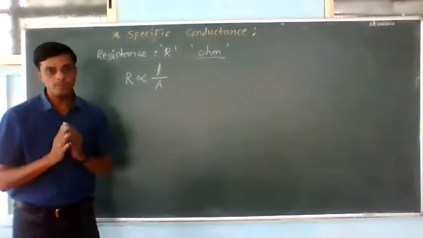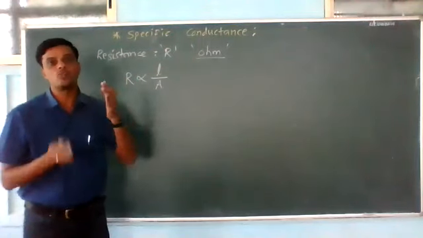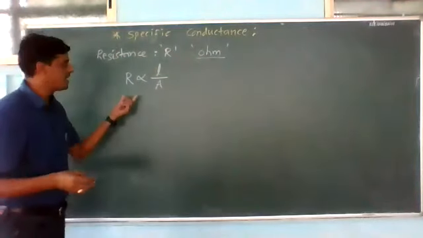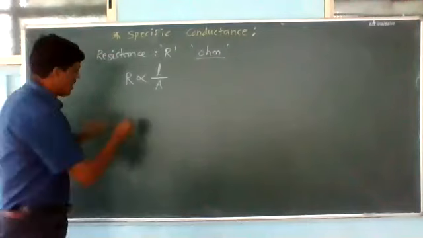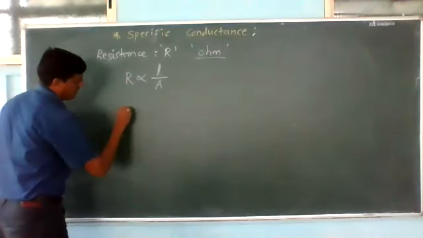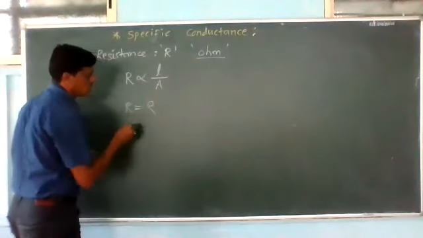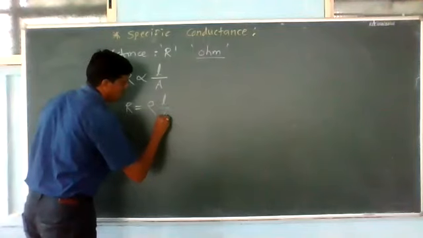Means for a conductor, if it has low resistance, its length should be short and area of cross section must be greater. Then only you have low resistance. Or this resistance can also be given as R is equal to rho into L upon A.